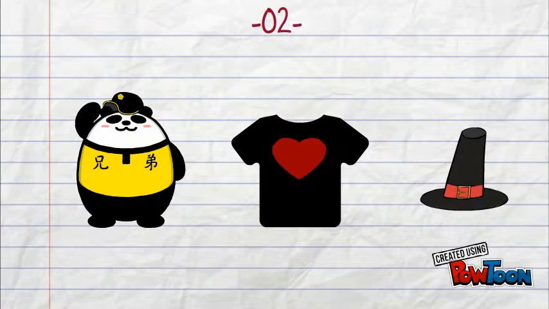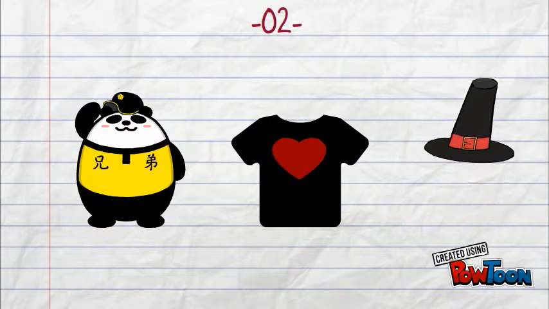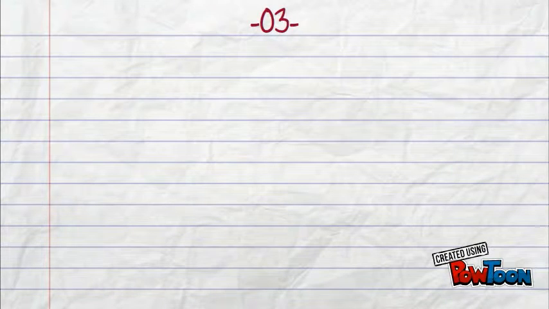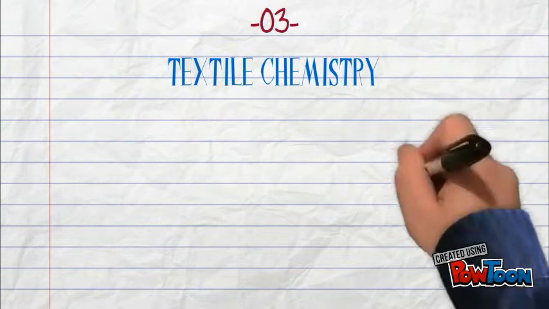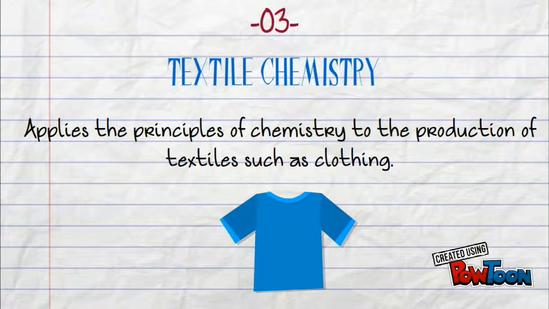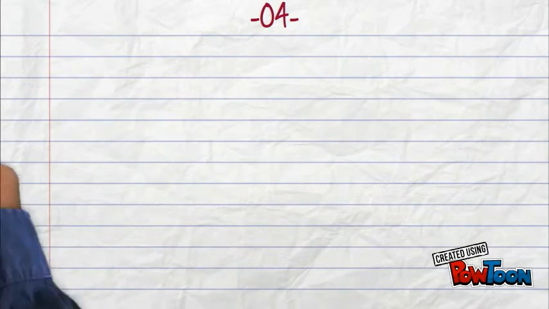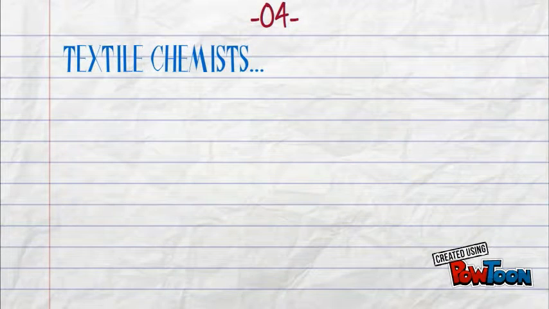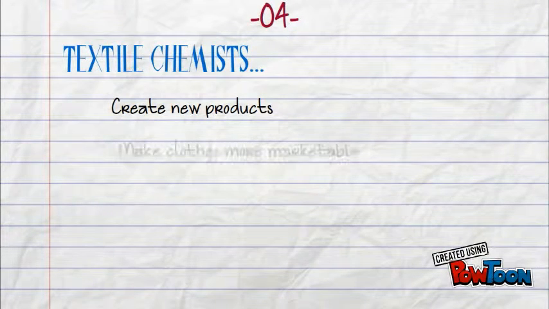The clothes you wear to keep you warm in the cold winter, to the dye used in them, all use chemistry. The chemistry applied to clothes is called textile chemistry. Textile chemistry applies the principles of chemistry to the production of textiles such as clothing. Textile chemists create new products and modify existing clothes to make them more marketable.